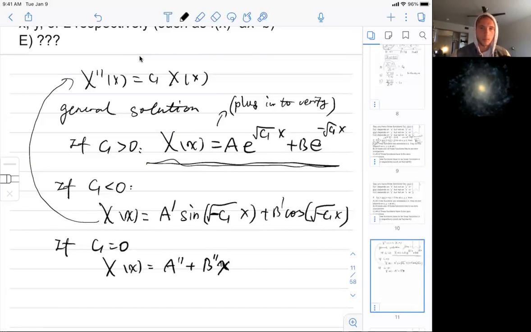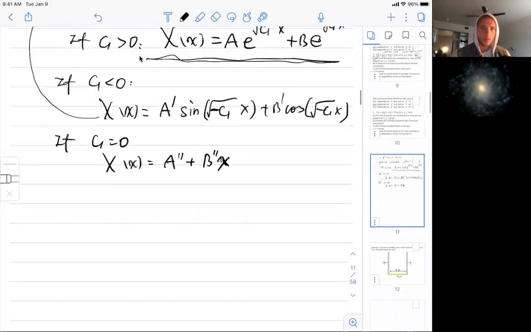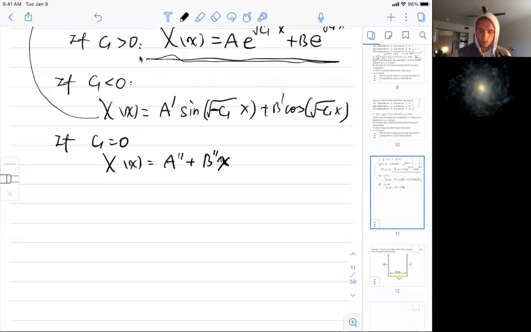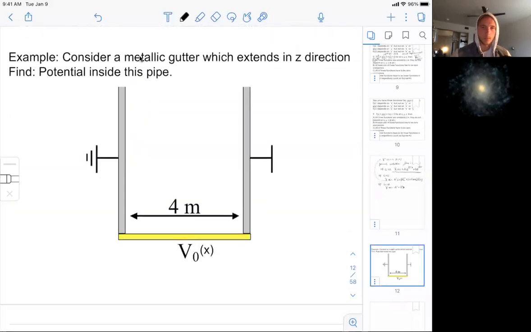So I'm going to show you a conductor. It looks like this. Okay, so this is the example we're trying to solve. We have a metallic gutter that extends in the z direction. Find the potential inside this pipe. So this is sort of a front view. I'm going to draw a perspective view. Maybe that will be a little bit easier, or I can add a few lines here to show us.